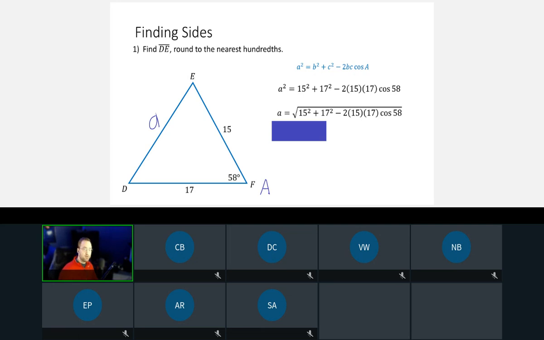All right, so everyone on your calculator, type that entire thing in. Radical of all that stuff, ready to go. And tell me what you get rounded to the nearest hundredths.